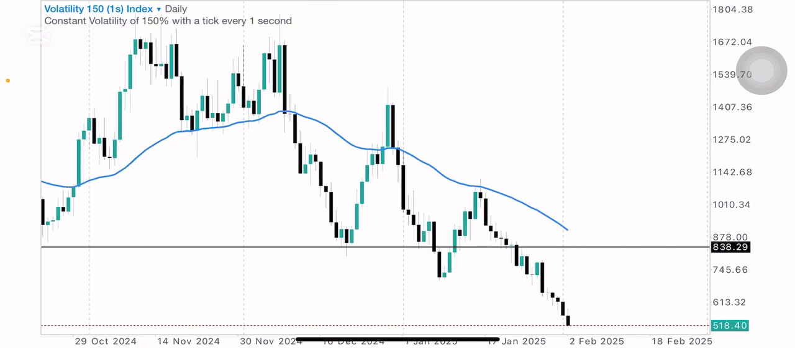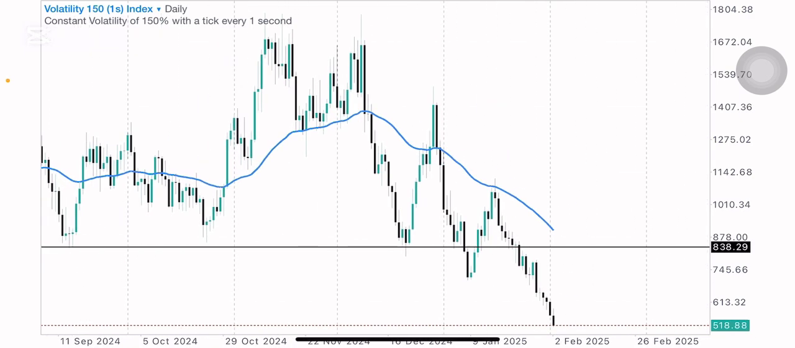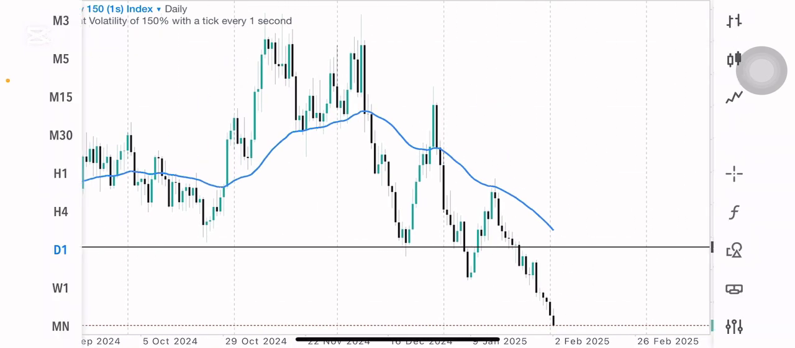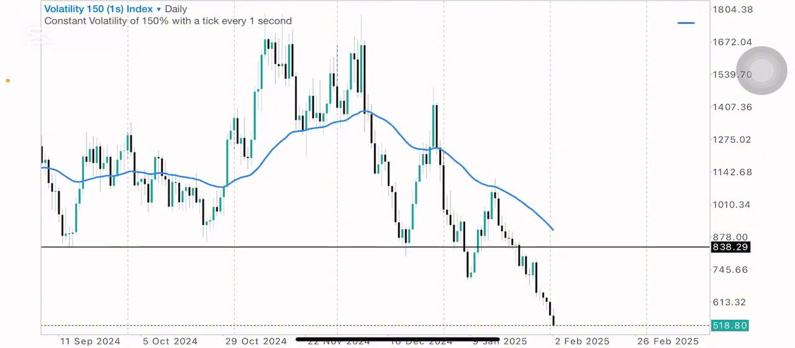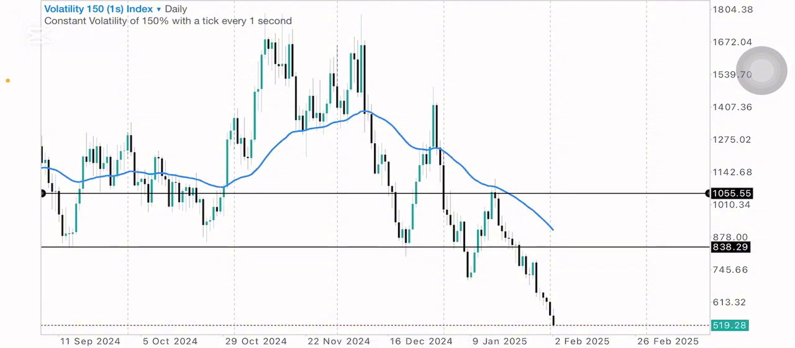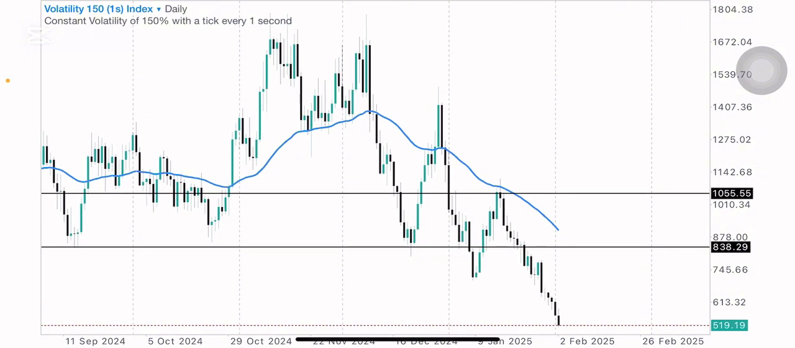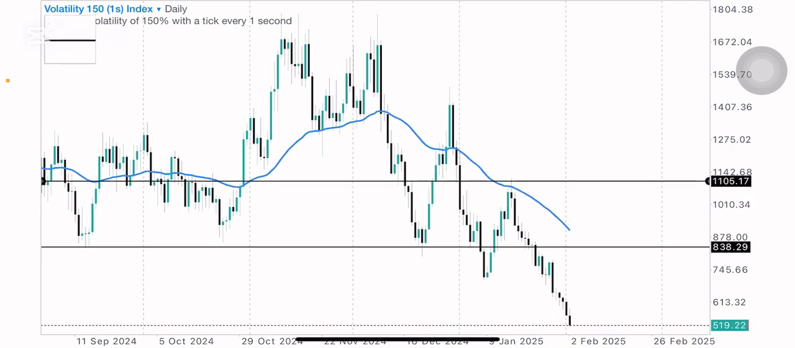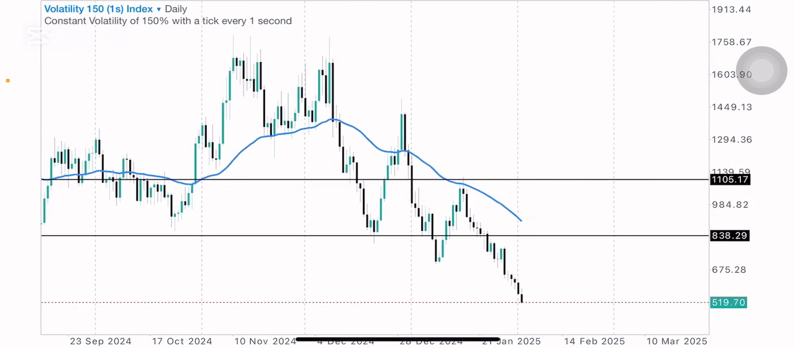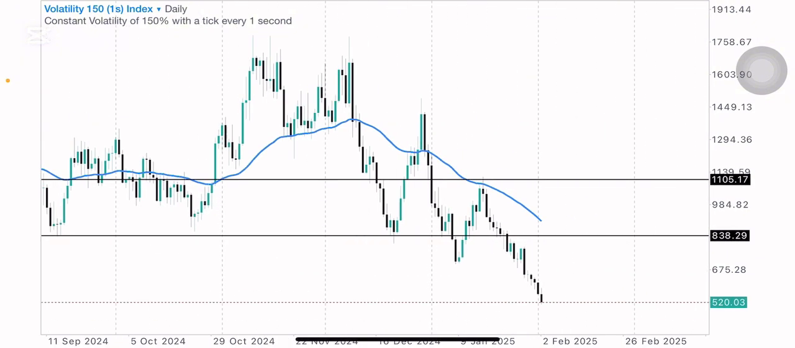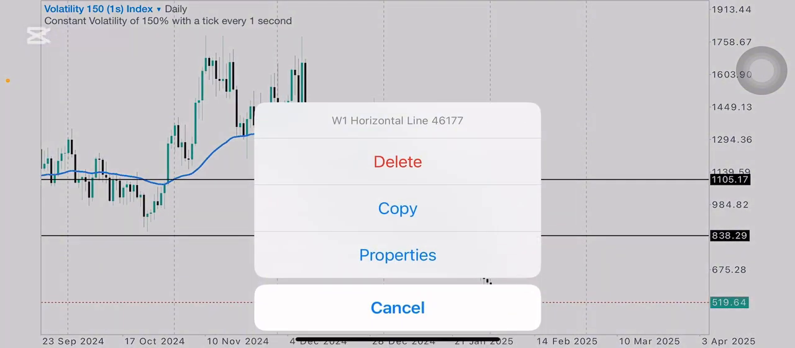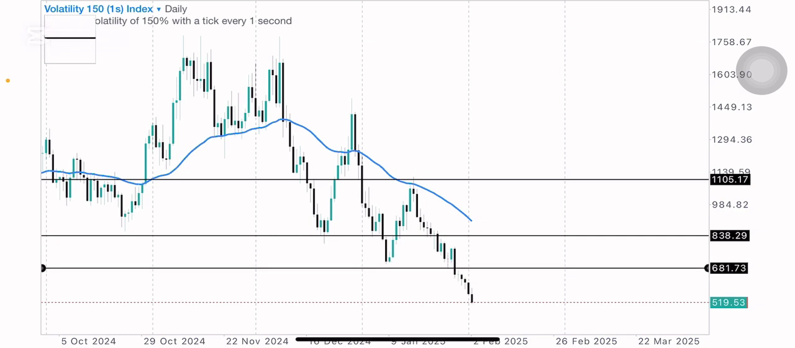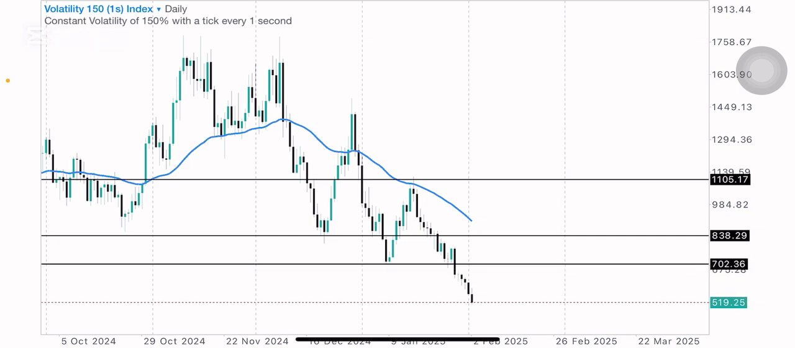Okay, so here we can actually mark more levels. I think we can mark this high. Can take note of this high, and probably this high and this low. Yeah, so that's just it. Price is dropping crazily. Wow.